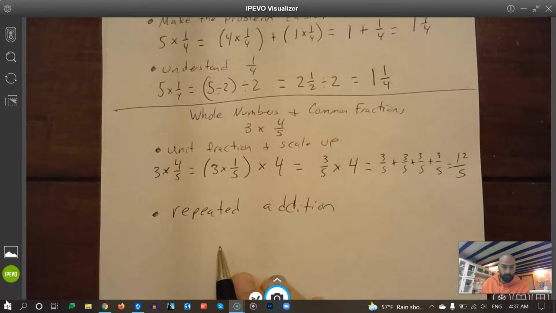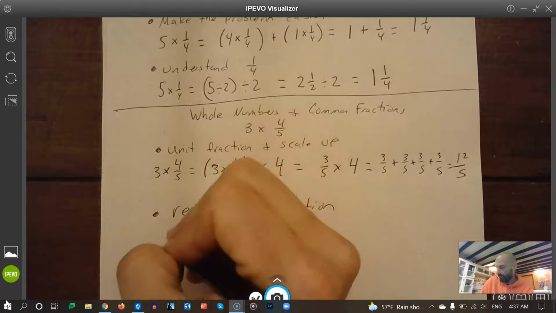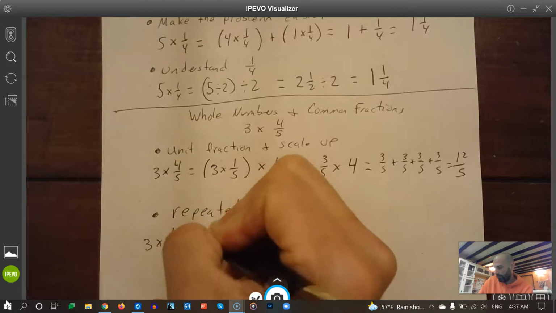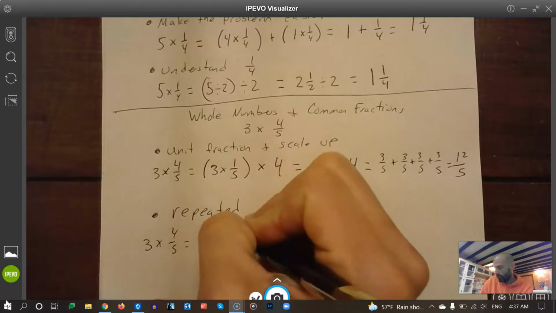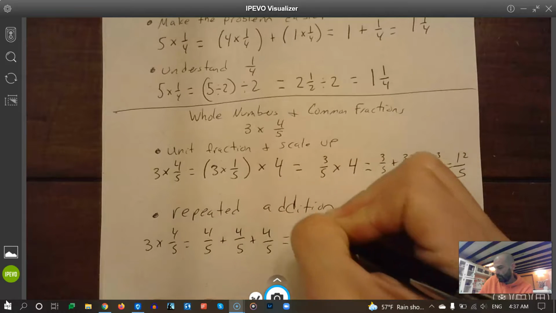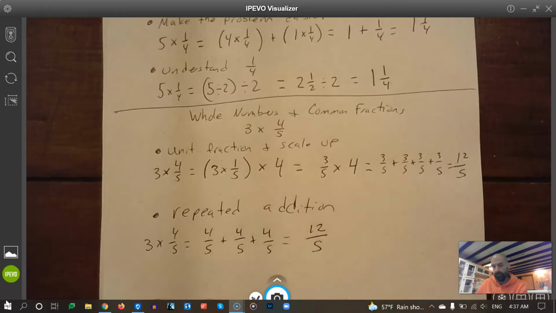And the other thing we can do is use repeated addition. So if I have 3 times 4/5, I can do 4/5 3 times to get me 12/5.